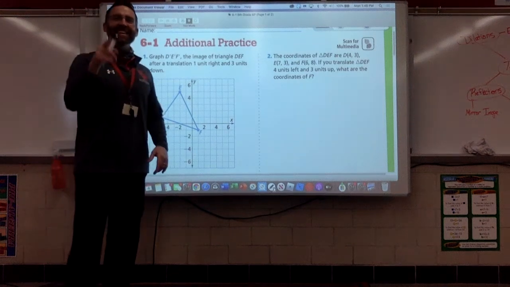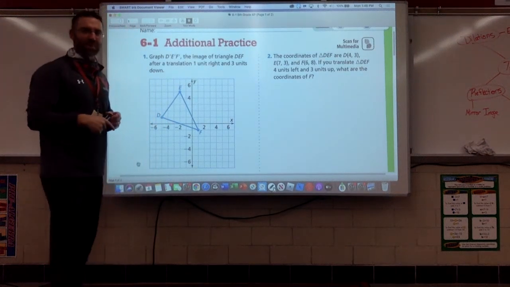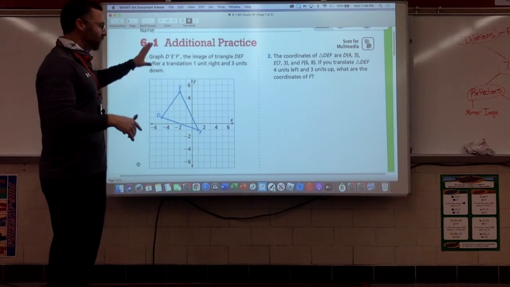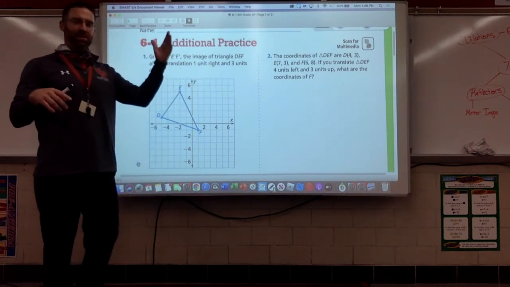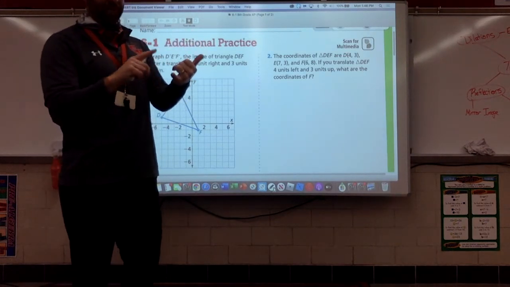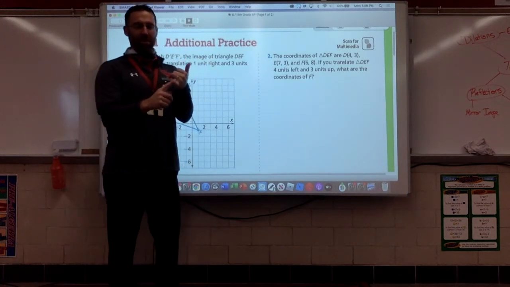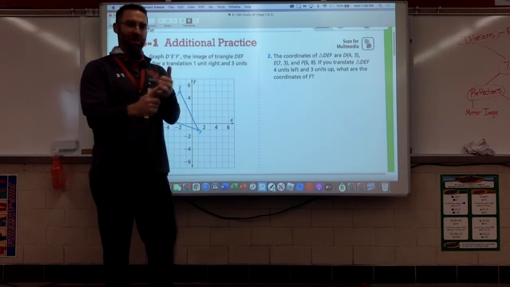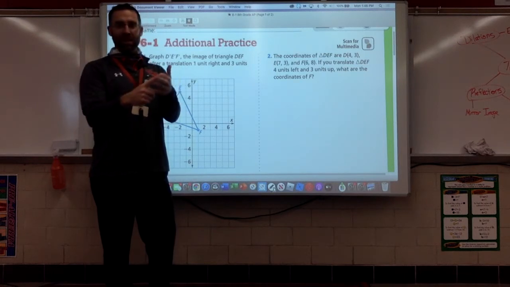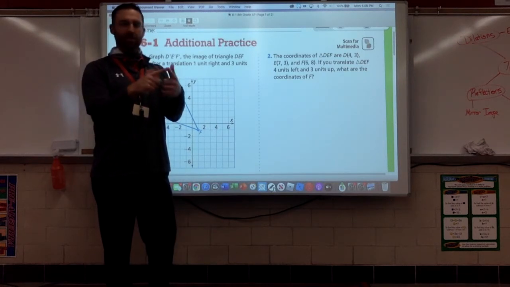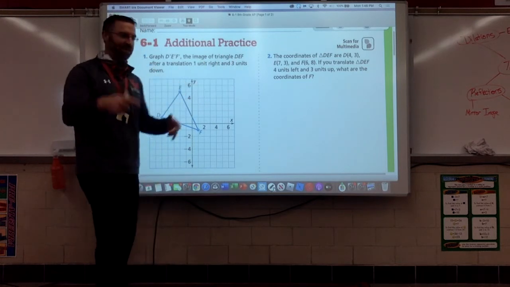Hey, 6-1, additional practice, pages 23 and 24 in your packet. Here we go, translating objects from one spot to another spot. Remember, a translation is what we call a rigid motion. There is no change in shape, no change in size, and no change in what's called the orientation. The only thing that's changing is the position that this shape is in.